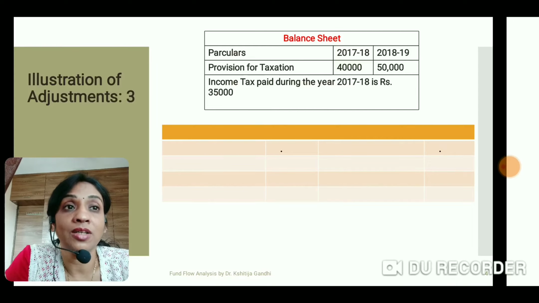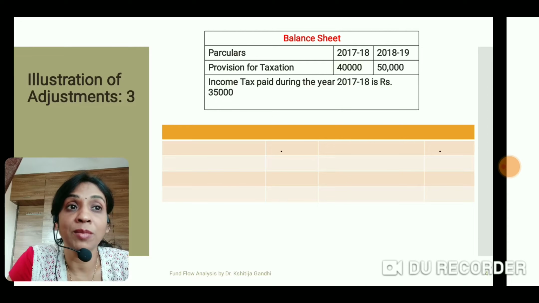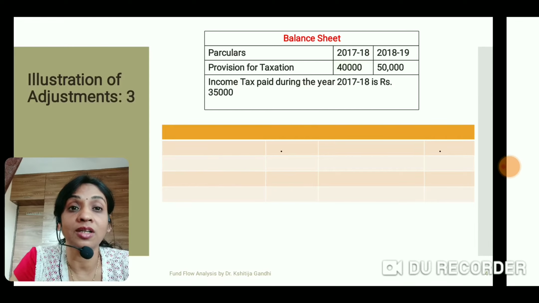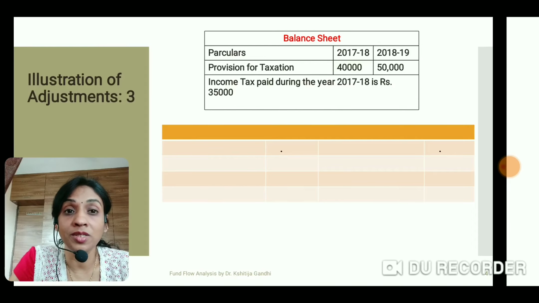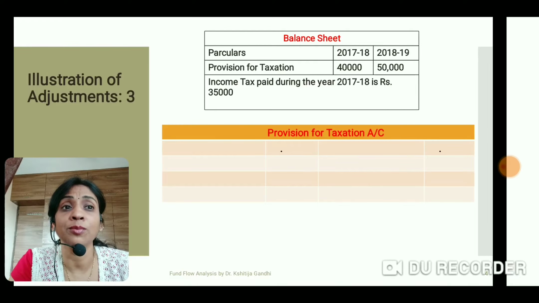So this is a balance sheet given for the years 2017-18 and 2018-19. Provision for taxation made for the year 2017-18 amounts to rupees 40,000, and for the year 2018-19 it is 50,000. Income tax paid during the year amounts to rupees 35,000. So let's prepare the provision for taxation account.